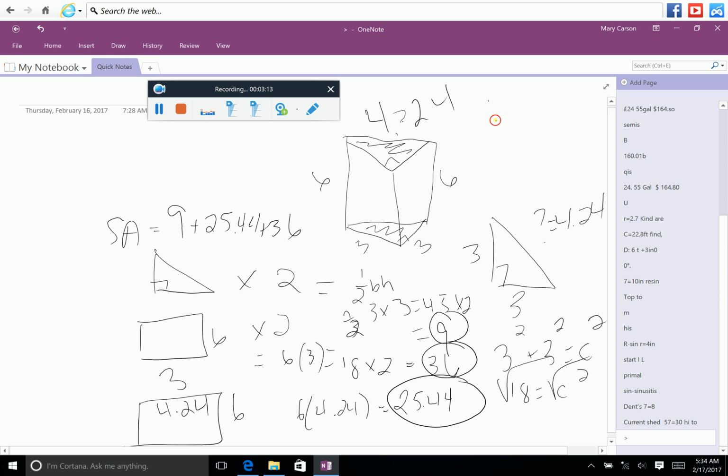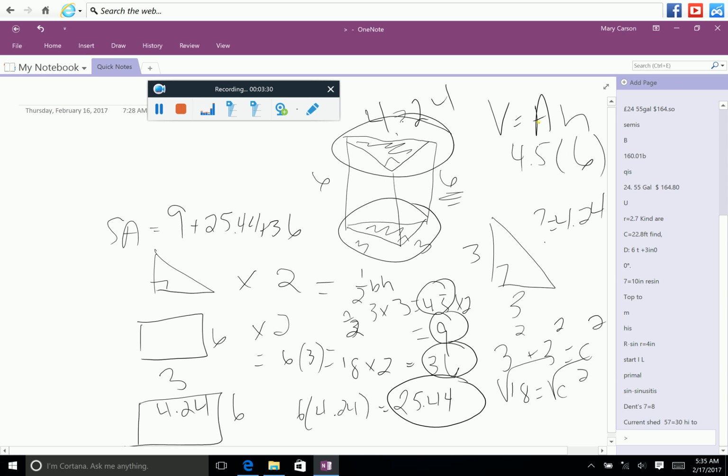Okay, the volume of prisms is always the area of whatever the base is, which we found was 4.5, times the height of the prism. The height of the prism is what connects your bases. Here's your bases, right? What connects them? That would be this 6 right here. So you would do 4.5 times your 6. Okay, so that's number 3. All right, and then you can finish that.